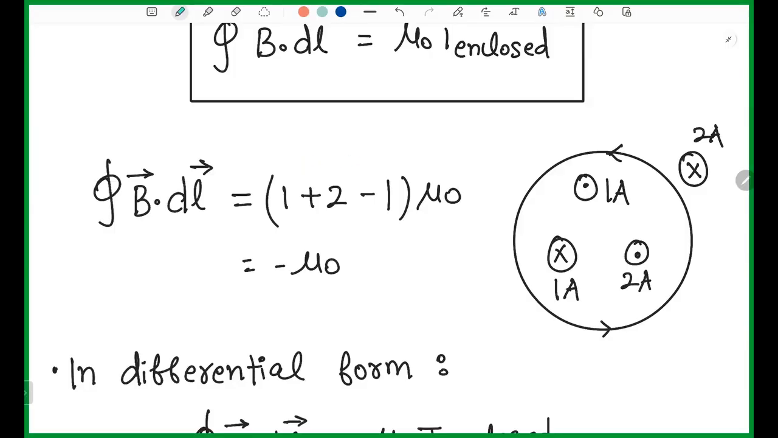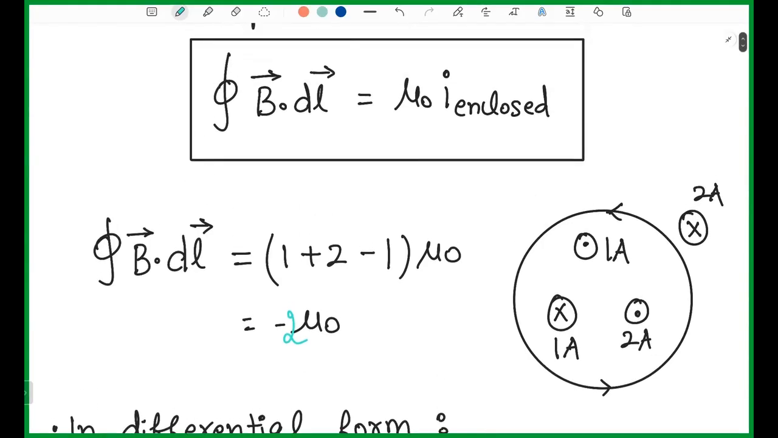Current coming out is taken as positive. However, the 1 ampere current going in is taken as negative. So the total current enclosed is 3 minus 1, which is 2, and basically your B dot dl in this situation will be 2 mu naught. This is the integral form of Ampere's law.